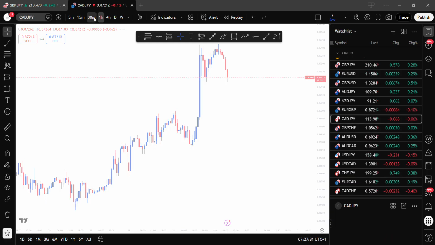On the CAD JPY, you see the daily time frame.